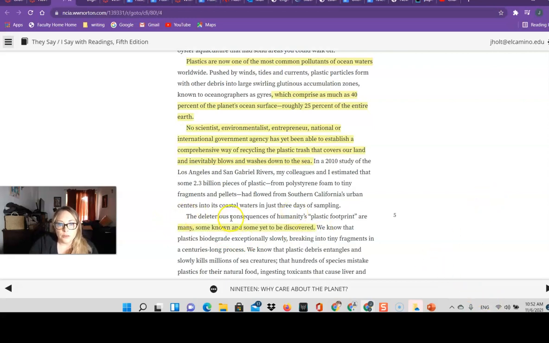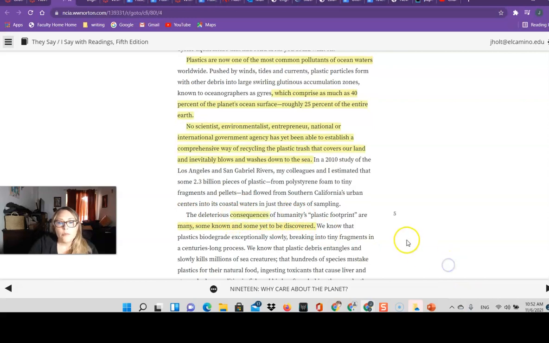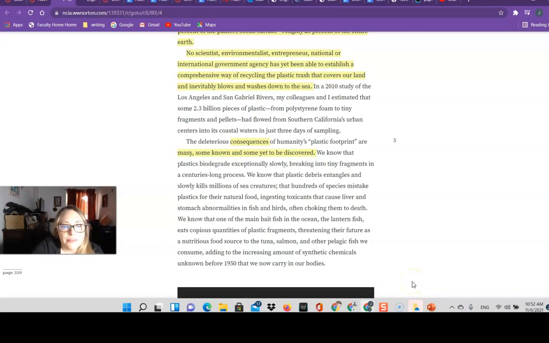Or consequences. Let's go ahead and put consequences. We know that plastics biodegrade exceptionally slowly, breaking into tiny fragments in a centuries-long process. We know that plastic debris entangles and slowly kills millions of sea creatures, that hundreds of species mistake plastic for their natural food, ingesting intoxicants that cause liver and stomach abnormalities in fish and birds, often choking them to death.